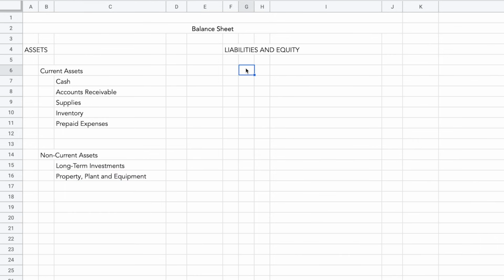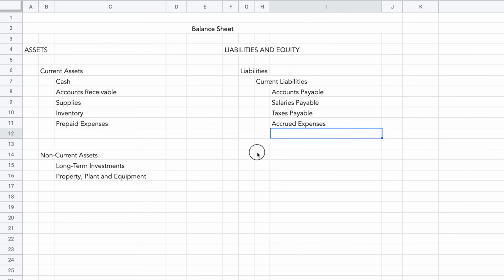It's a similar situation for liabilities. We have current liabilities, which are a business's obligations that need to be settled within 1 year from now. These include accounts payable, salaries payable, taxes payable, and accrued expenses. And we also have non-current liabilities, obligations that aren't expected to be settled within 1 year, stuff like long-term loans. And that leaves us with equity, the final piece of the puzzle.